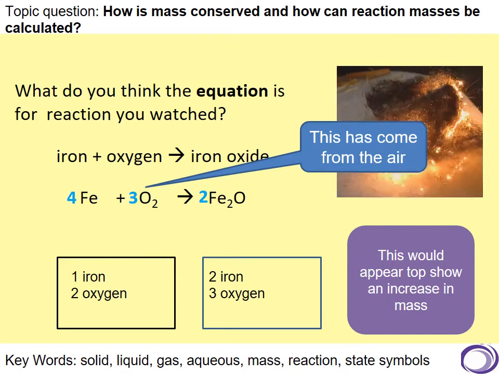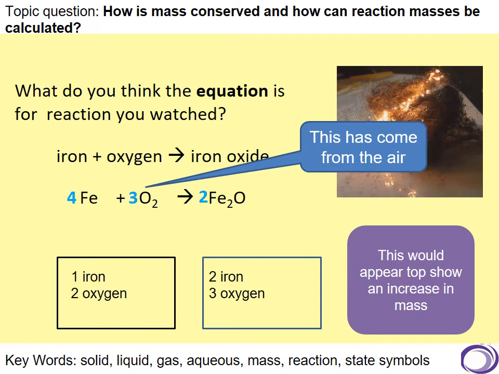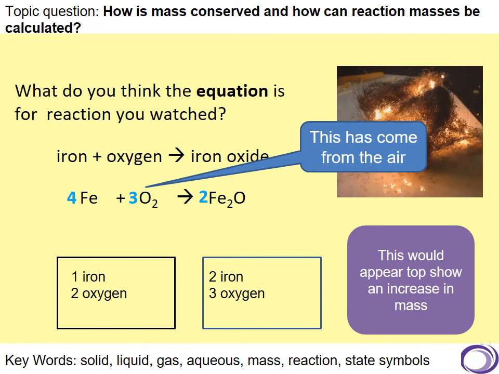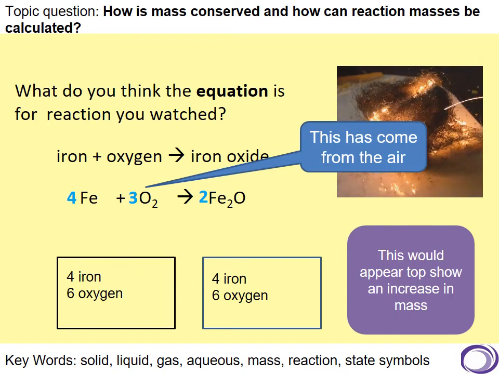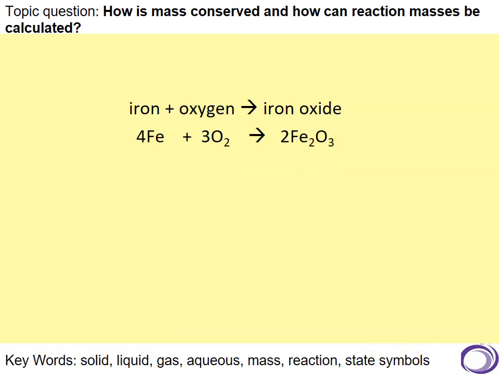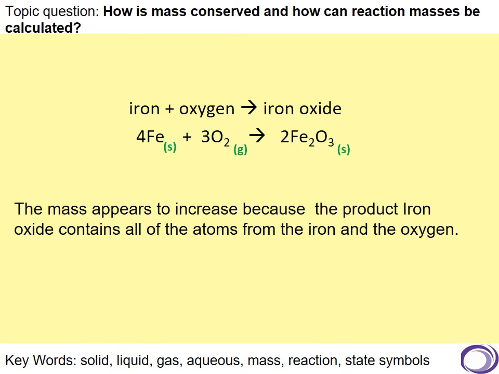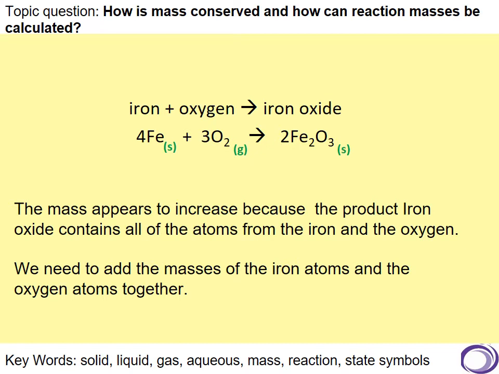Because we'd originally started with the iron, if we did this on a balance, it would appear that mass had increased because the oxygen is adding to the iron, and when they combine you are adding 2 masses together. The mass would appear to increase because the product iron oxide contains all of the atoms from the iron and the oxygen. So we would need to add the masses of the iron atoms and the oxygen atoms together. And this would show us then that mass had been conserved.